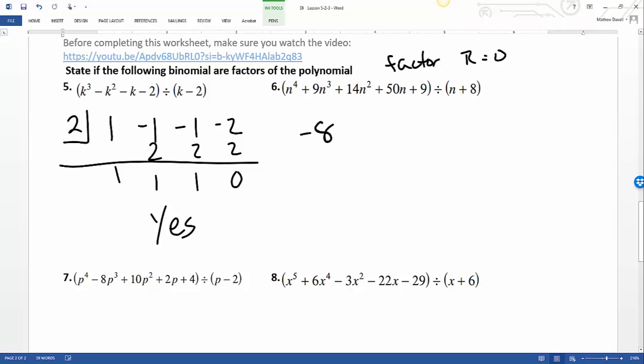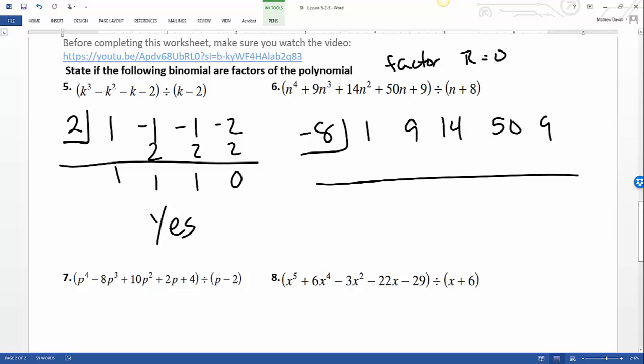On this next one, negative 8. So 1, 9, 14, 59. There's no placeholders. Add straight down, multiply, add straight down, multiply, add straight down, multiply, 6 times 8 is 48, add straight down, multiply, doesn't look like it. I have remainder negative 7. So nope, it is not a factor.